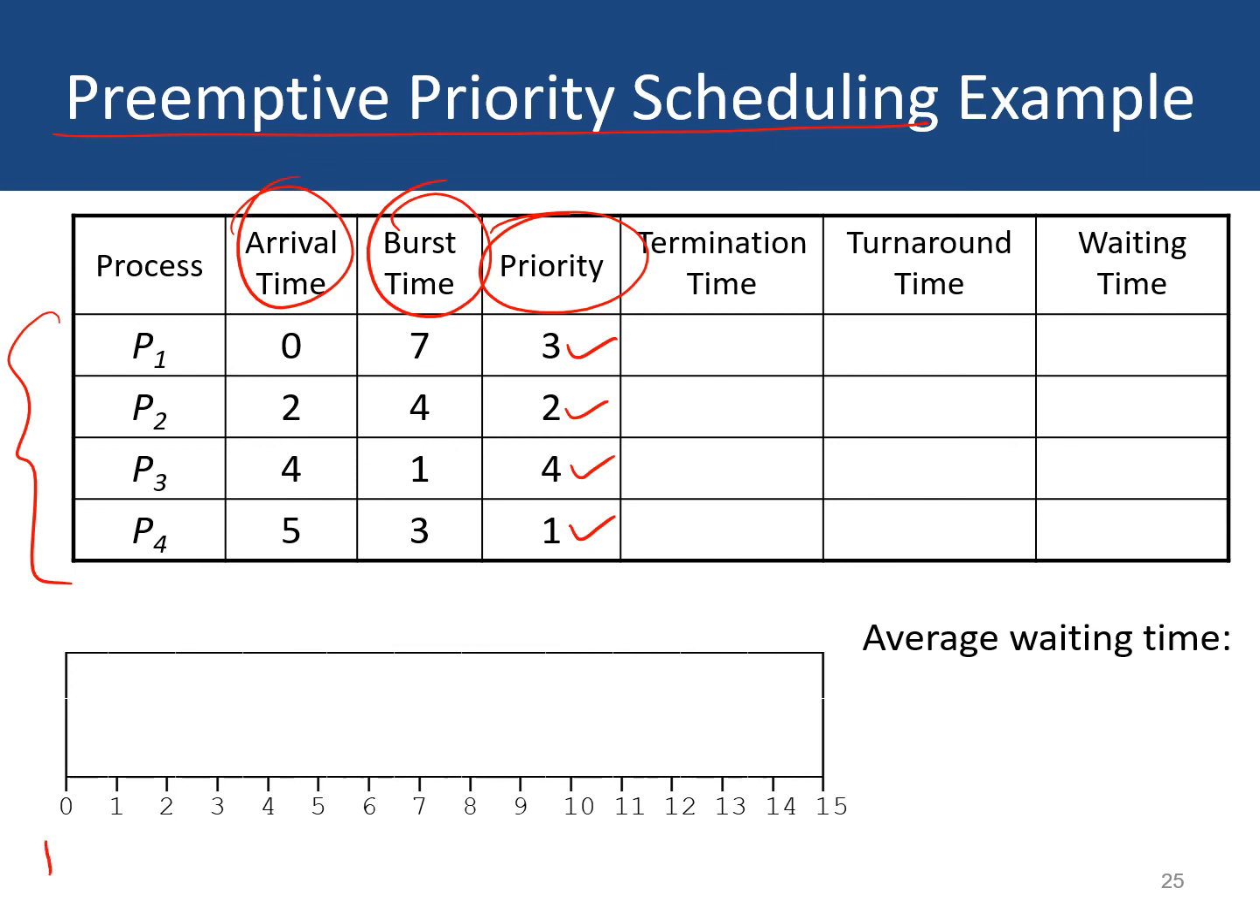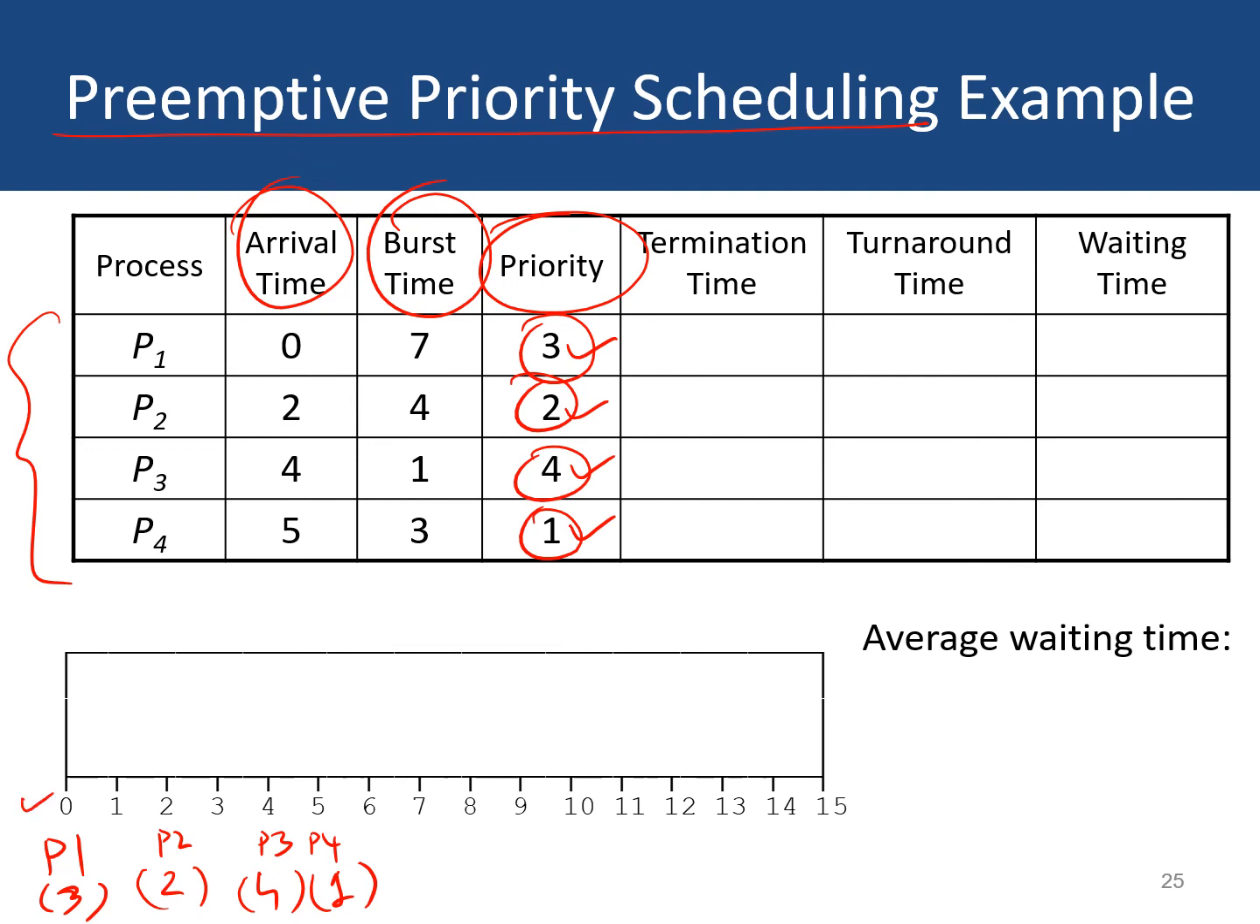So P1 arrives here at time 0, followed by P2 at time 2, followed by P3 at time 4, and P4 at time 5. Let's also note down their priority numbers here. So P1 has a priority of 3, P2 has a priority of 2, P3 has a priority of 4, and P4 has a priority of 1. Alright, so let's start with time 0.